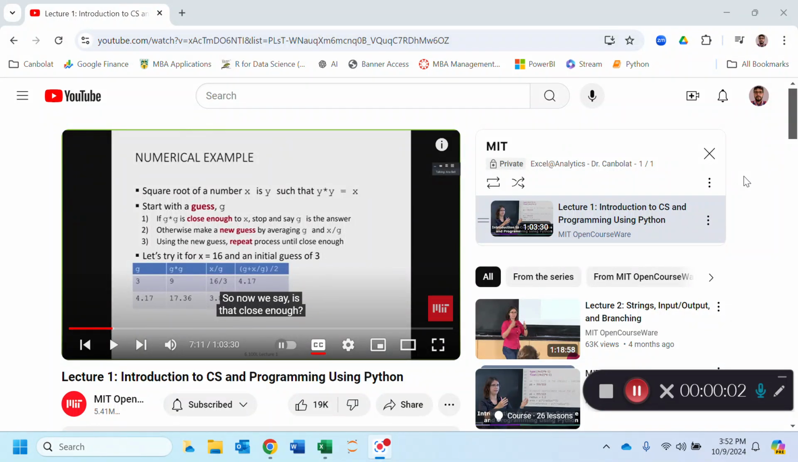Hi everyone, welcome. I'm a big fan of MIT's OpenCourseWare courses, and I was looking at this specific course and I realized that they are just introducing the idea of algorithms using a numerical example, and this algorithm finds the square root of a number. The algorithm was initially proposed by a first century mathematician, Hero of Alexandria, and published at that time.